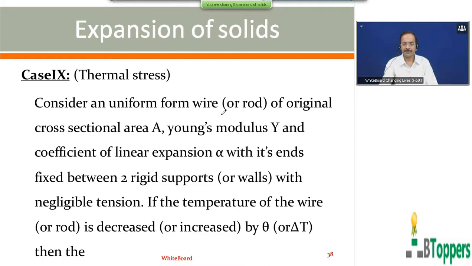Consider a uniform wire, within brackets a rod, of original cross-sectional area capital A, Young's modulus capital Y, and coefficient of linear expansion alpha, with its ends fixed between two rigid supports or walls with negligible tension. The temperature of the wire or rod is decreased in the case of wire, when it is increased in the case of rod, by theta or delta T.